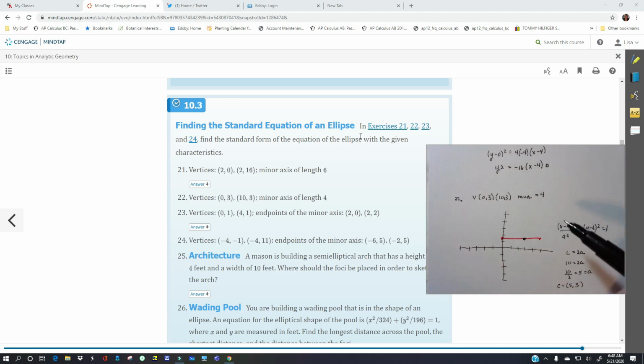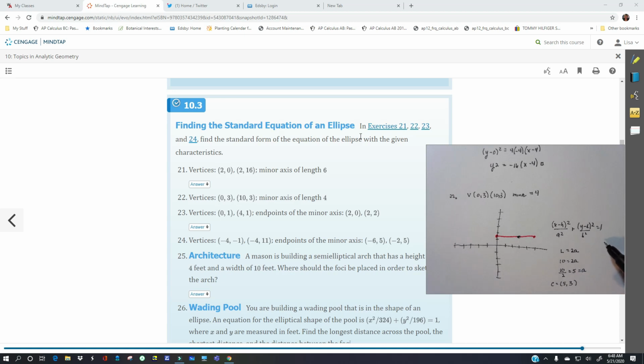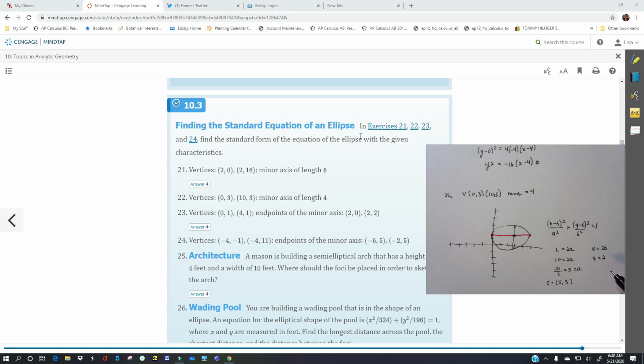Okay. Now I know my minor axis goes through that center, and the formula for the minor axis is 2 times b. So if the length of the minor axis is 4, and that's equal to 2 times b, then what I know is b is equal to 2. So I can go 2 units here, and 2 units here. This is my minor axis, and my ellipse is going to look something like that. Now, I may have to find c, but not for this equation, right?